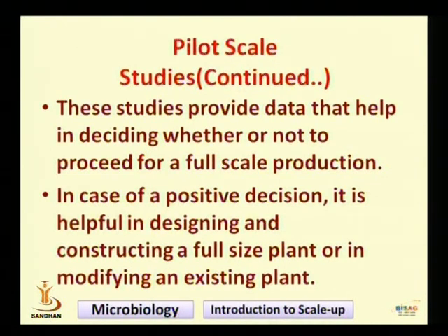to progress further at the higher scale of industrial application of the microorganisms. In case of an encouraging response at the pilot plant, it is helpful in designing and constructing a full size operation. If the pilot plant suggests that the successful implementation of this process is possible at the industrial level, then as I said in the earlier part of this lecture, in many cases it so happens that corrections have to be made, some kind of modifications have to be made, some kind of further optimization has to be carried out at the pilot plant level.